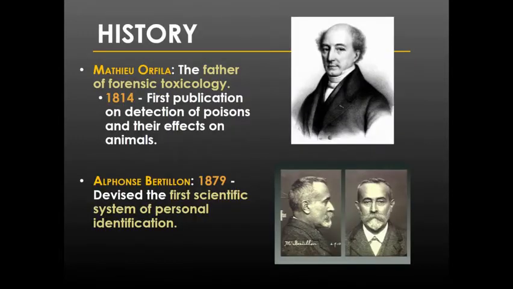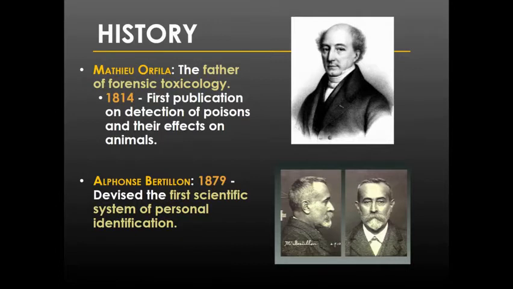Alrighty, a little bit closer to now, we have Matthew Orfalea, who's known as the father of forensic toxicology. He wrote the first book on detecting poisons and their effects on animals. Excuse me, toxicology is the study of chemicals within the body. And so he wrote the first book on that.